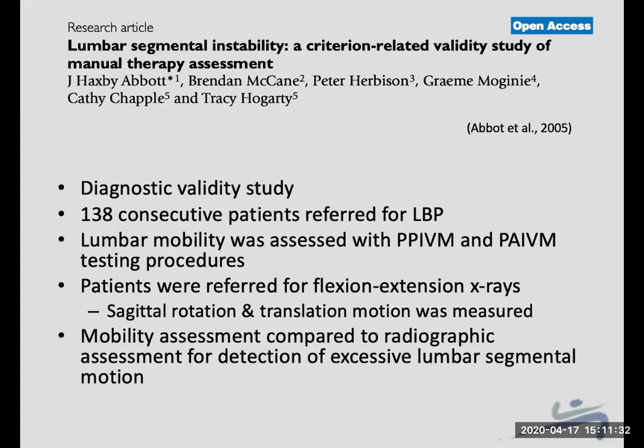Now, studies that have examined how well we can identify hyper and hypomobility with different tests essentially have found that we're not that great at noting hyper or hypomobility. So this one study, quite interesting, looked at clinicians who measured passive intervertebral motion, either passive physiologic and accessory motions, and then looked at x-rays for the amount of segmental motion that was actually occurring. So a comparison was made there.